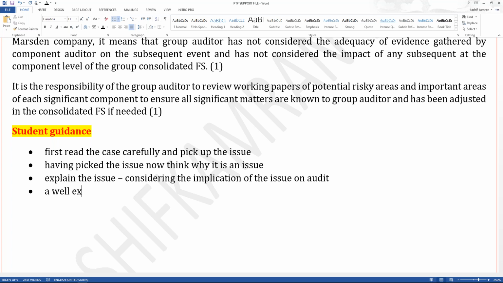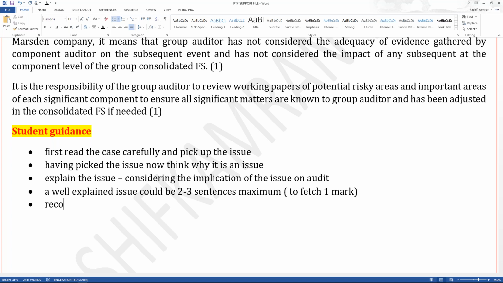A well explained issue could be 2 to 3 sentences long, maximum. So that is one well explained issue, 2 to 3 sentences long, to fetch 1 mark. I hope you're all clear on that.